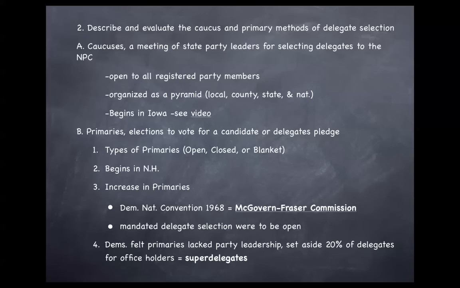Democrats felt that the primaries lacked party leadership, and this is why they set aside 20% of their delegates, called superdelegates, to help make sure that the party leaders are still having a say within this process, the nomination process.